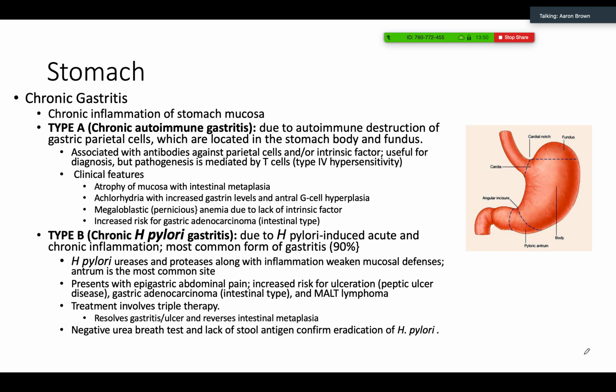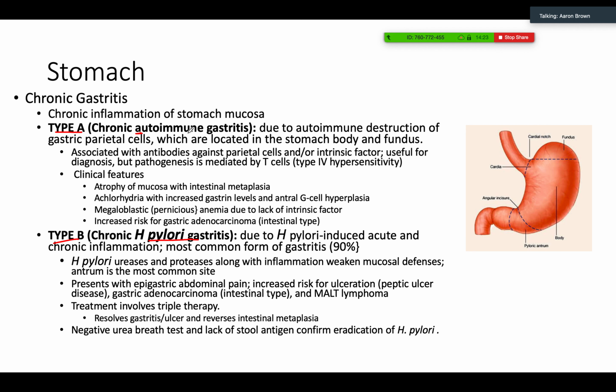What about a chronic gastritis? What about a gastritis that is going on and on and on for a long period of time? There are two general types of chronic gastritis. That's pretty easy to remember, right? Just two types. There's our type A. A stands for autoimmune. Always remember that. Type A gastritis is our autoimmune gastritis. And type B is our H. pylori gastritis, right? H. pylori kind of sounds like B. H. pylori gastritis. So let's talk about type A first.